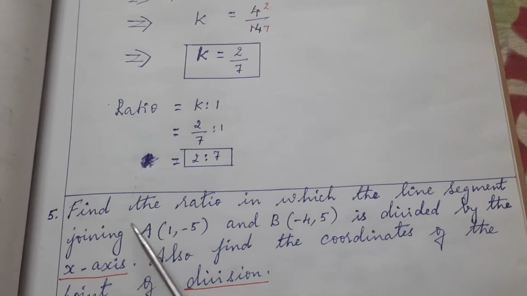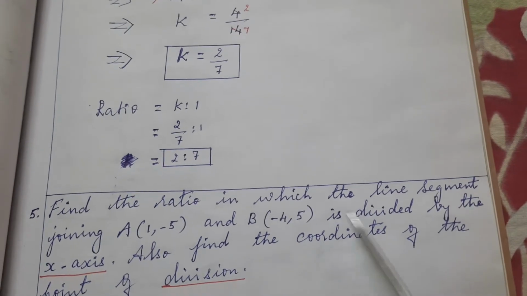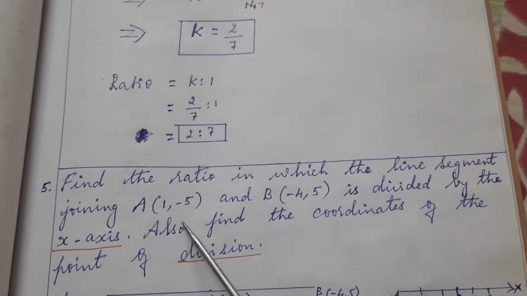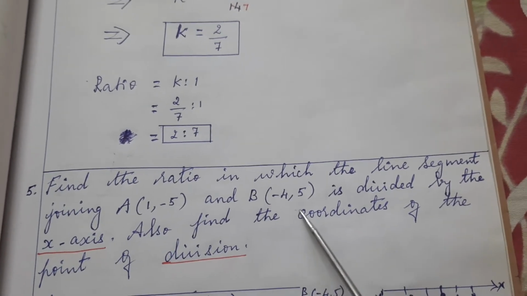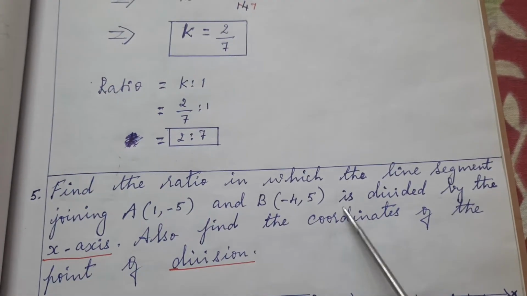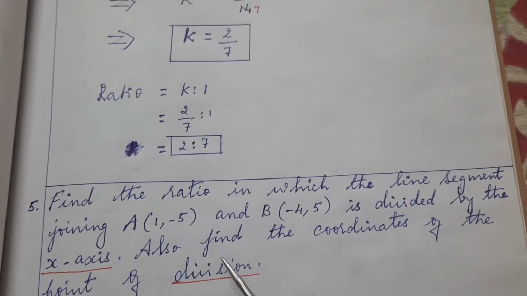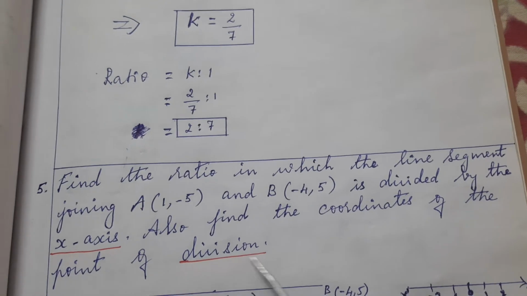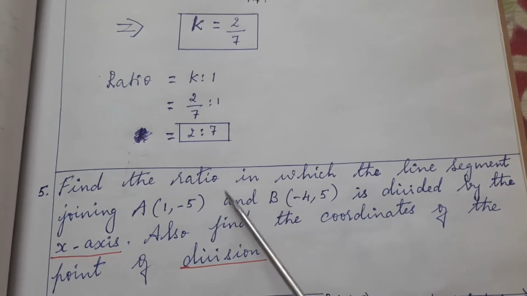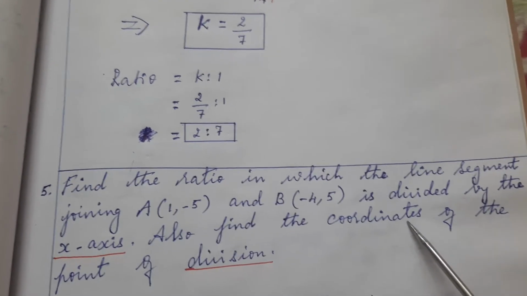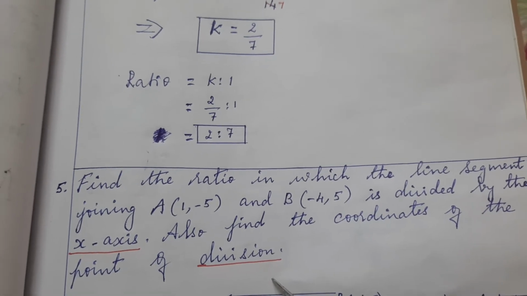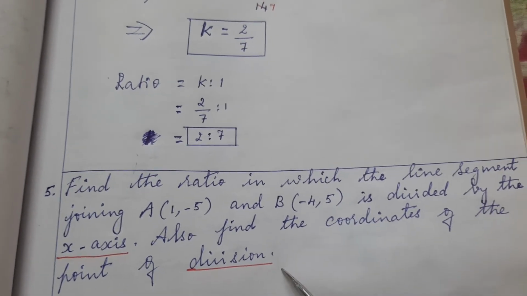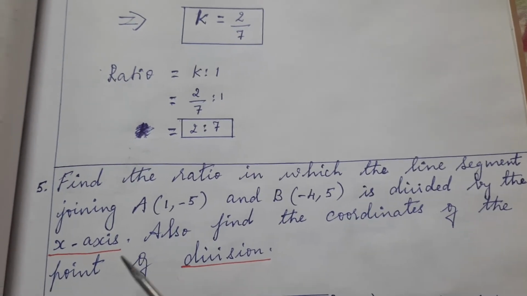The next, the fifth problem, is: find the ratio in which the line segment joining A(1, -5) and B(-4, 5) is divided by the x-axis. Also find the coordinates of the point of division. So here we are asked to find the ratio and also the coordinates of the point of division. There the coordinates were given, here it is not given. But it is said that it is divided by the x-axis.